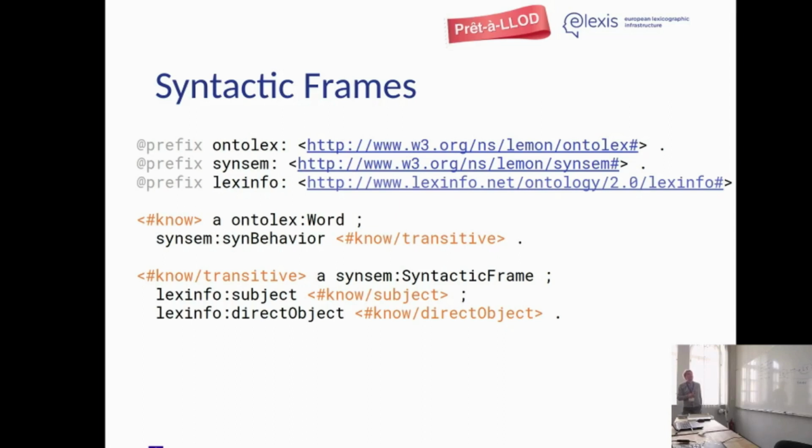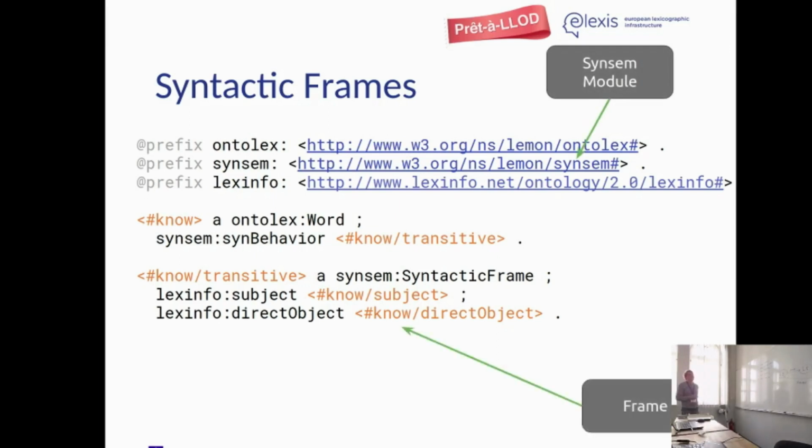The subject, this is the grammatical subject, refers to know's subject. We define what the subject is, we give the URL. So now we know that the subject of know is defined with this URL, and the linguistic direct object is given with this URL, so know #know/direct object. So we've given URLs to the argument positions of the verb know. We now have a name for the subject of the verb know, and a name for the direct object of the verb know. This uses the synsem module, this is the URL, and this gives us our linguistic frame.